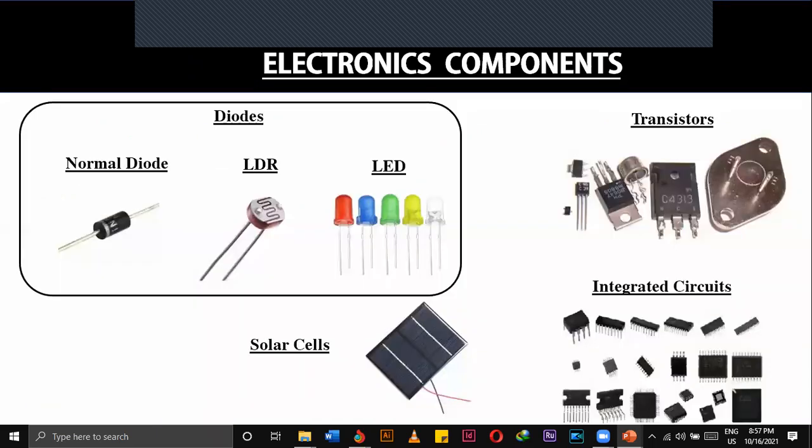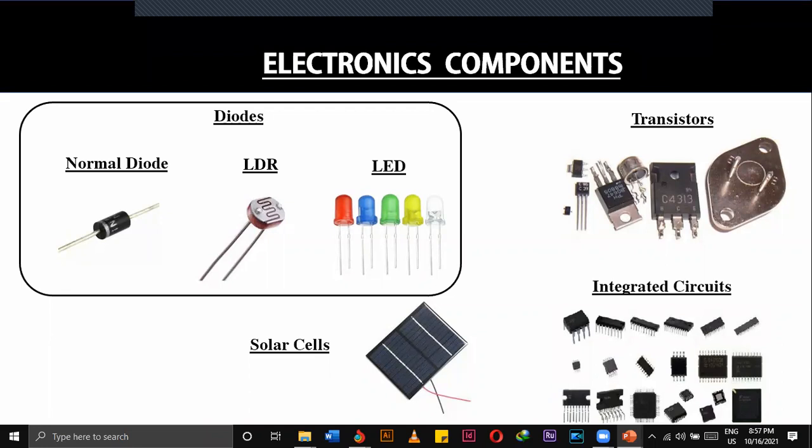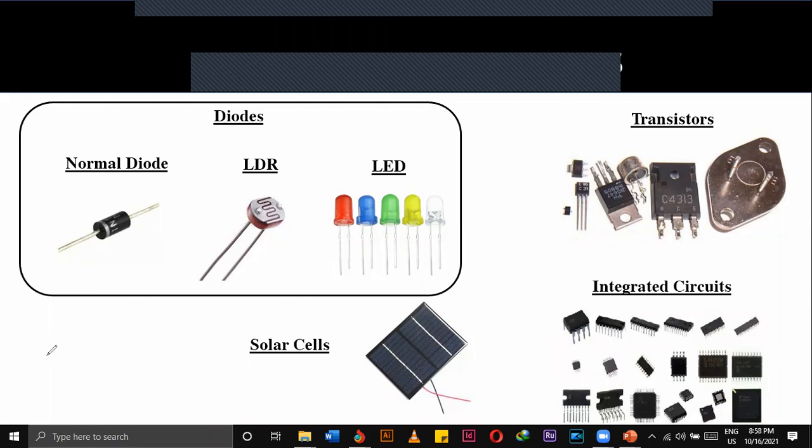Then we will have the electronic components called diodes. There are tons and tons of diodes available for us to use. As an example, if I take a normal diode, the purpose is different. A normal diode will only allow the current to flow in one direction. So let's say we have 2 bulbs, and then we have a battery here. You connect like this.